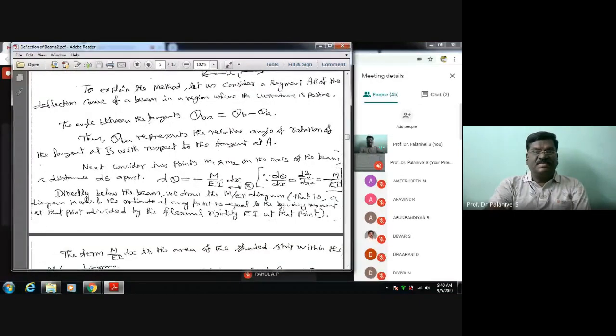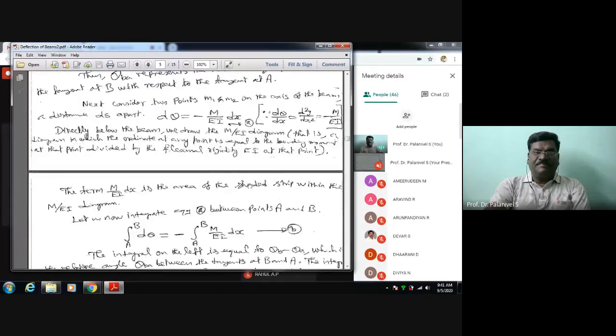That's the same part I was discussing with you first. Actually, d theta is equal to minus M by EI into dx. How? We already have d theta by dx is equal to d square y by dx square is equal to minus M by EI. This is the first derivation we got. Therefore, d theta is equal to minus M by EI into dx. We already have this relationship.